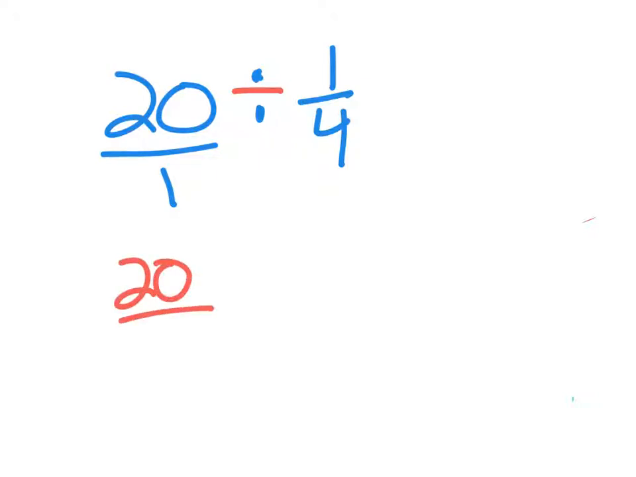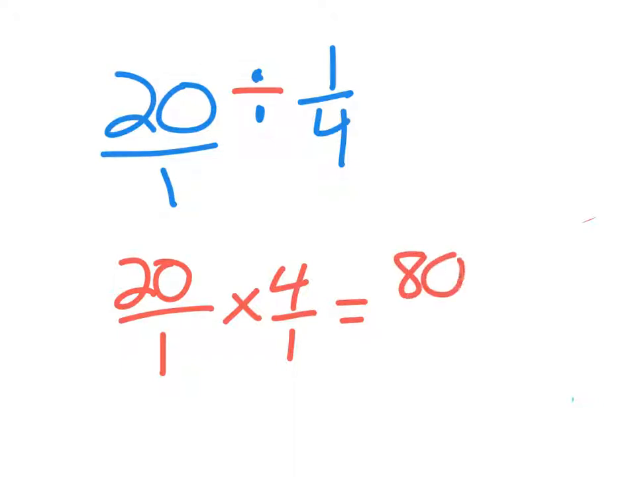So 20 over 1 stays the same. That's my keep. My change is division into multiplication. And my flip, 1 over 4 becomes 4 over 1. So now when I multiply straight across, 20 times 4 gives me 80. Down at the bottom, 1 times 1 we know is 1. So there's my fraction answer, but writing that as a ratio would just be writing it side by side instead.